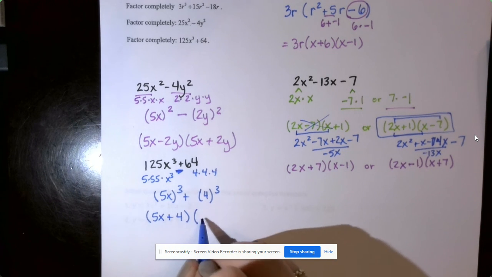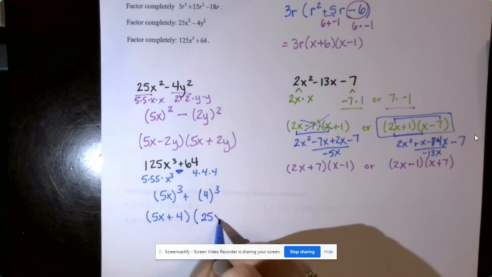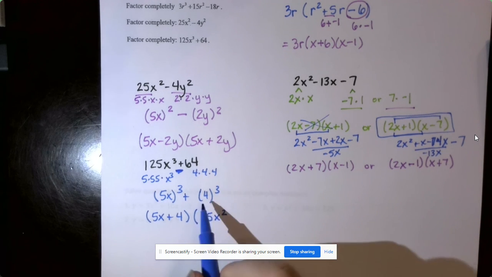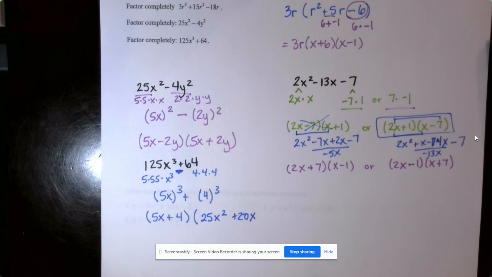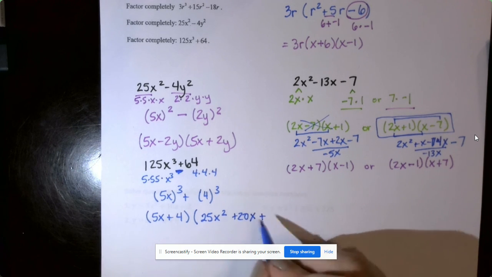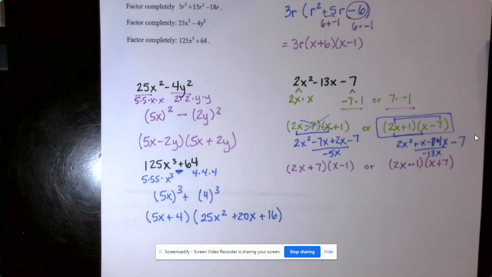And then you've got a squared, so 25x squared. Then you're going to do a times b, which in this case is 4 times 5x, or 20x. And then b squared, so 4 squared would be 16. And that's as simple as it gets. Now, sometimes you can factor this right here. Sometimes you can't. In this case, we can't.